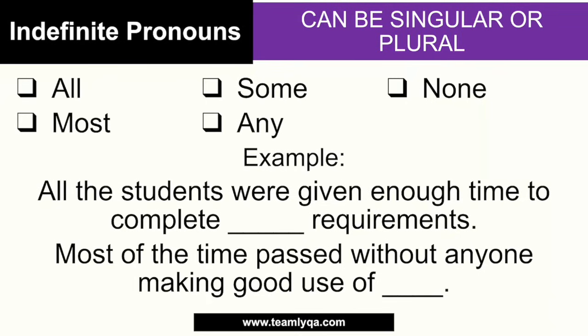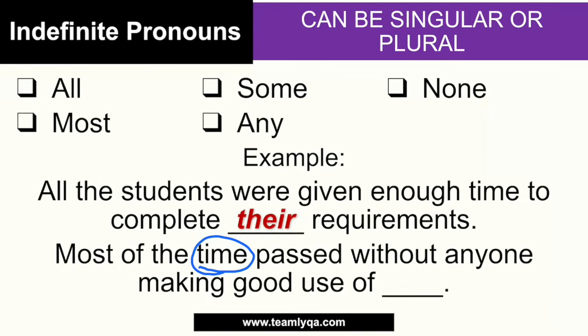Sa first sentence, we have all, okay, as our clue, pero it's all of the or all the students. At dahil plural yung students or plural ang hinahati niya, plural din yung ating kukunin na pronoun. So, all the students were given enough time to complete their requirements. Again, kasi students yung pinag-uusapan. So, plural siya, there. Now, yung next, sabi, most of the time. Most of what? Time. Passed without anyone making good use of blank.